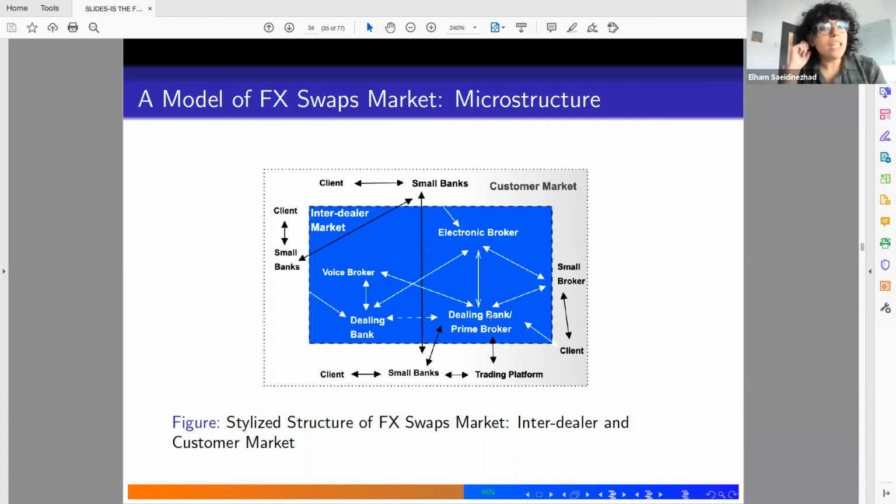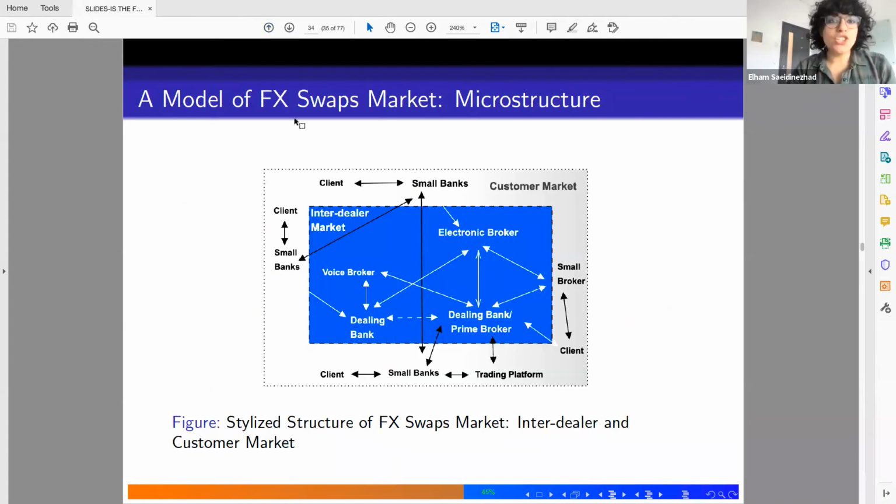The prime brokers are catching up with the dealing banks. So this is another structural change that we just introduced. One structural change is that the share of this blue space is falling. The second structural shift is that the number of dealing banks is decreasing, and the number of prime brokers is increasing. And we are going to talk about why this matters.